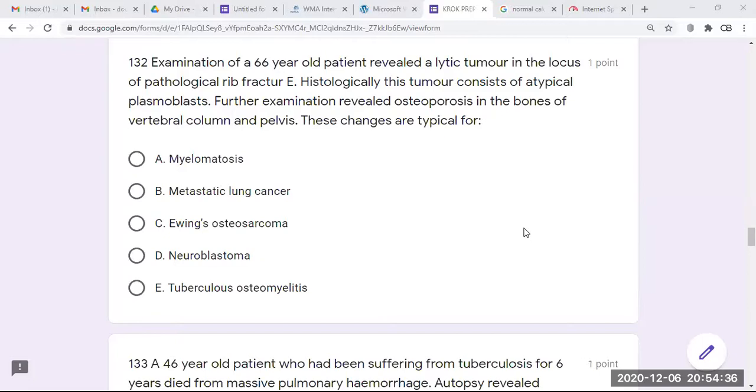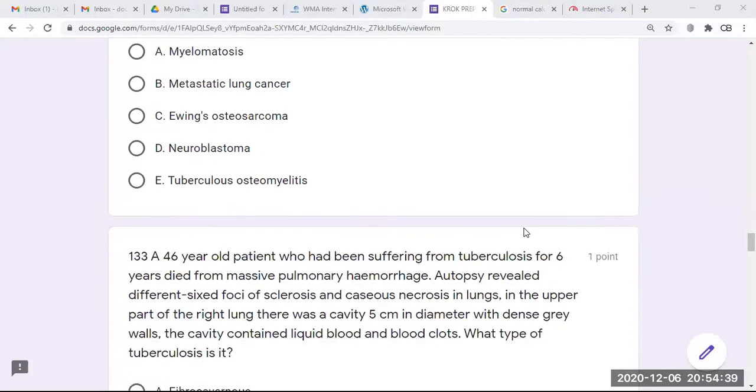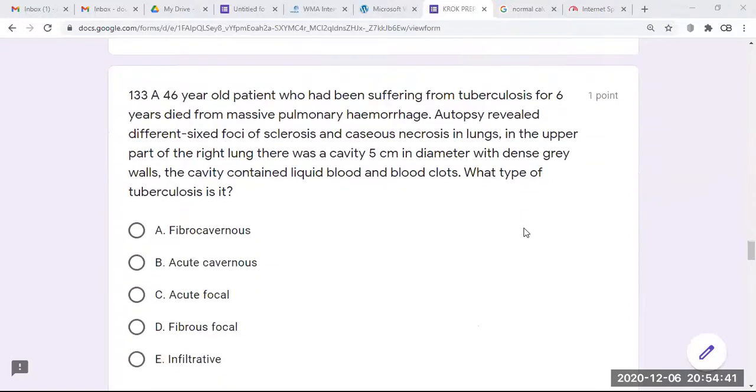Myelomatosis, okay? So let's move on to question number 133. And James, I'll read that question for us.